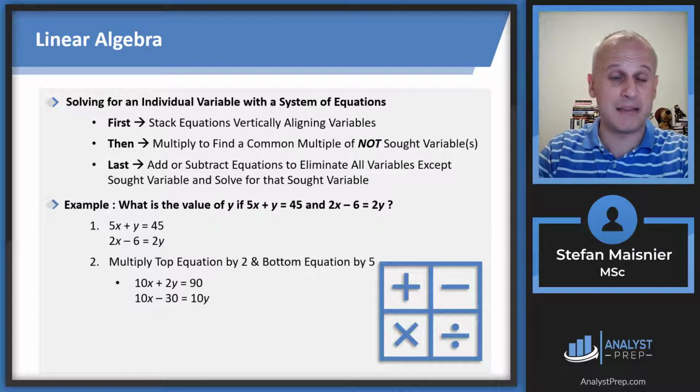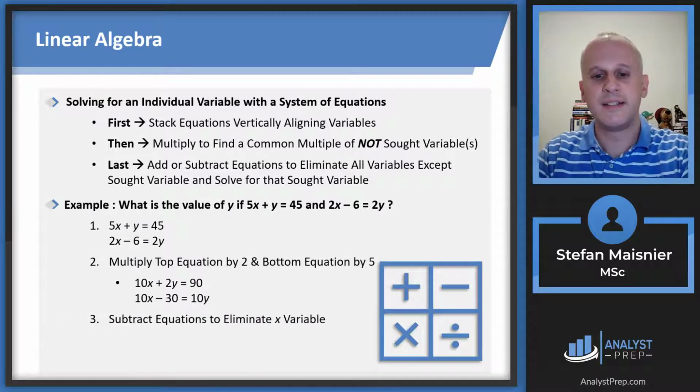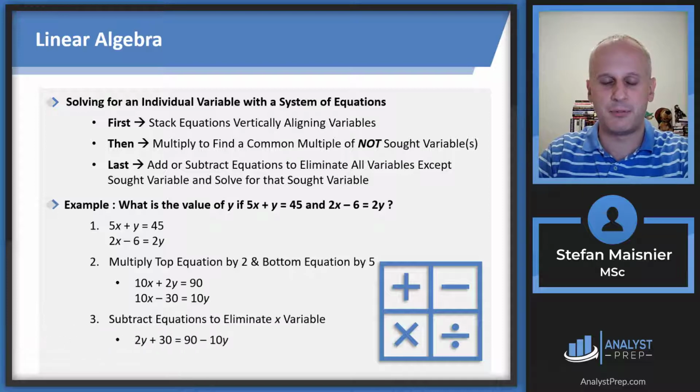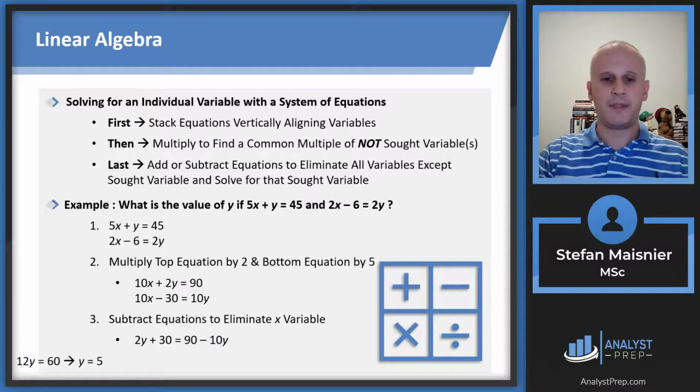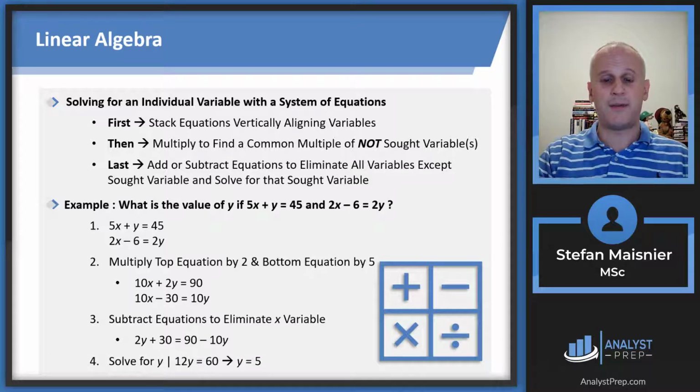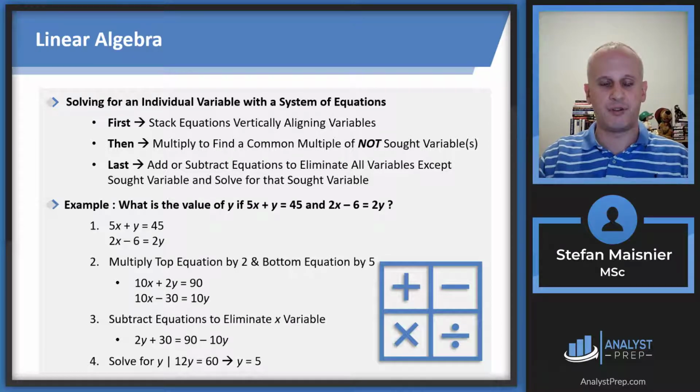So you can see we've got the same number of x's in our two equations. Then we'll subtract those equations to eliminate that x variable. So 10x minus 10x, no more x's. 2y minus negative 30 becomes addition. So we've got 2y plus 30 is equal to 90, now minus 10y. So then we just have to solve for y. We'd add 10y to each side, subtract 30 from each side. We'd get 12y is equal to 60. Divide by 12, and we discover that y is equal to 5. Probably in the most efficient manner.